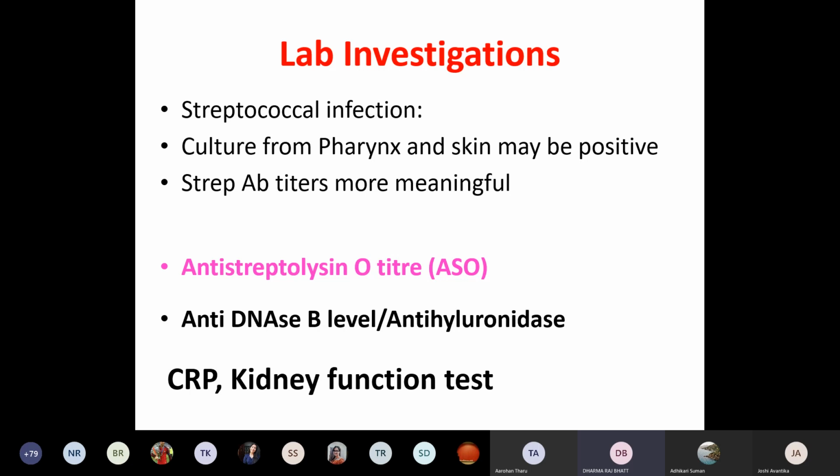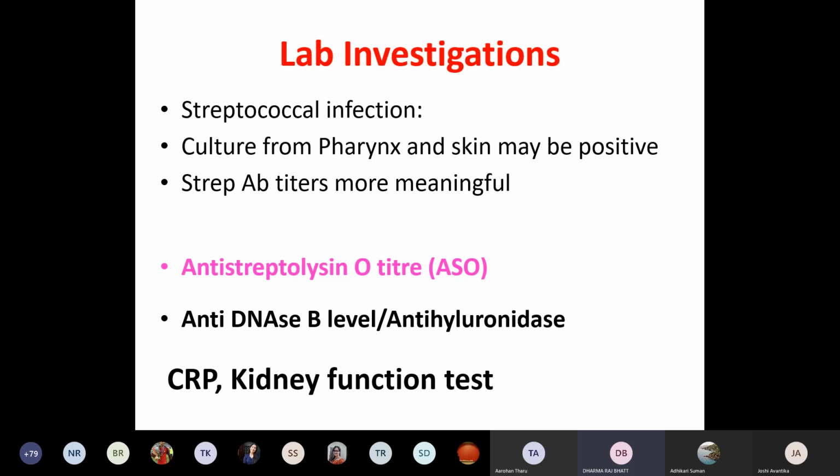Apart from that, C-reactive protein can also be detected, and we find an elevated level of C-reactive protein in the serum because of the glomerulonephritis. Although CRP is not a specific marker, its level increases in any of the other inflammatory conditions. So it should be considered as a marker of inflammation rather than specific to PSGN.